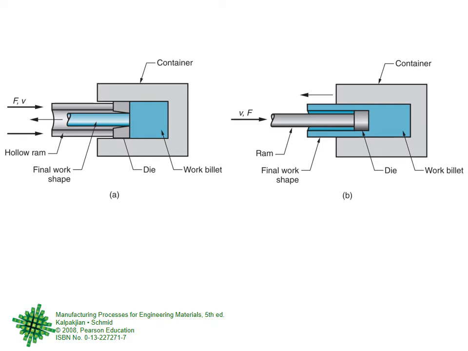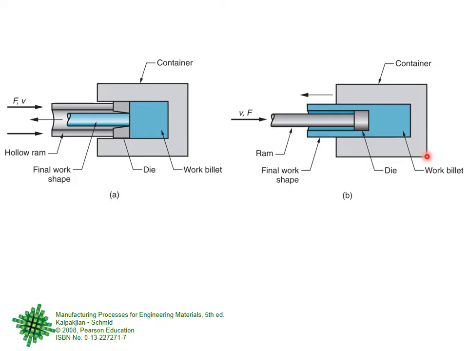So here we are schematically showing you this system, again, right? The force is coming here and the material is going back there, right? So the work billet is there, the die is there. The ram is hollow. The ram is hollow because it is around, and in the middle, from the gap in the ram, the material is coming back.